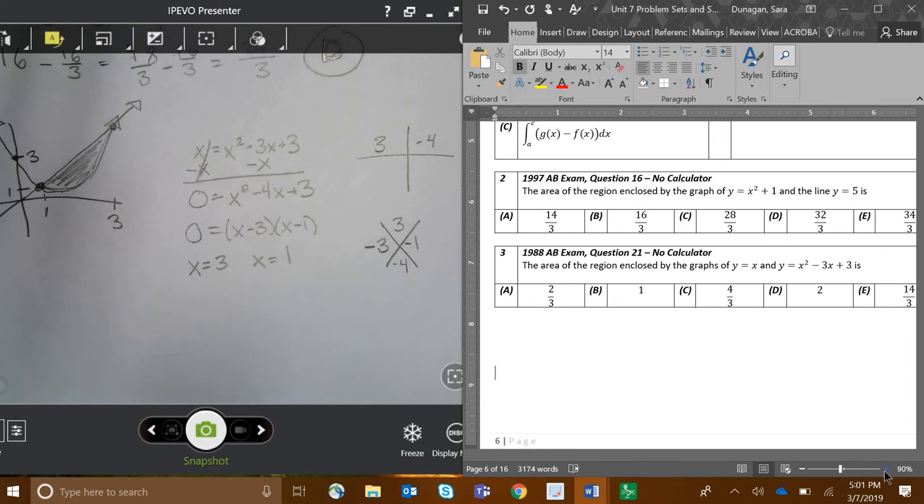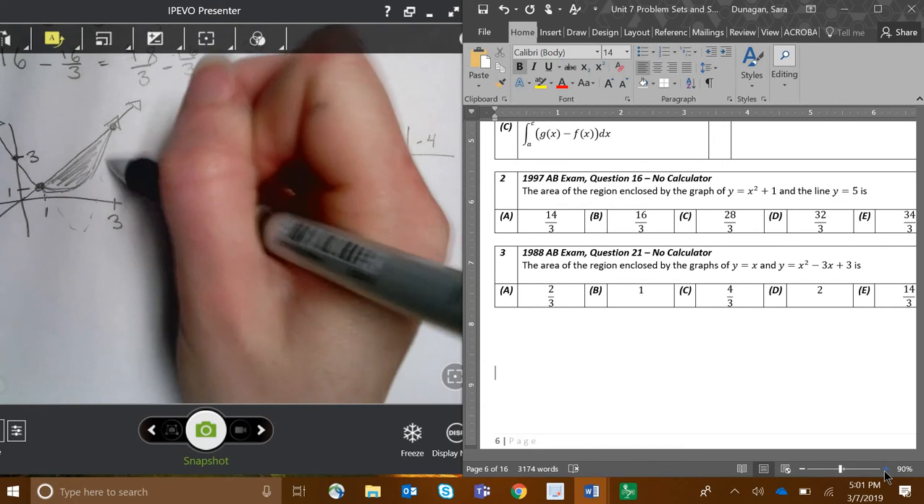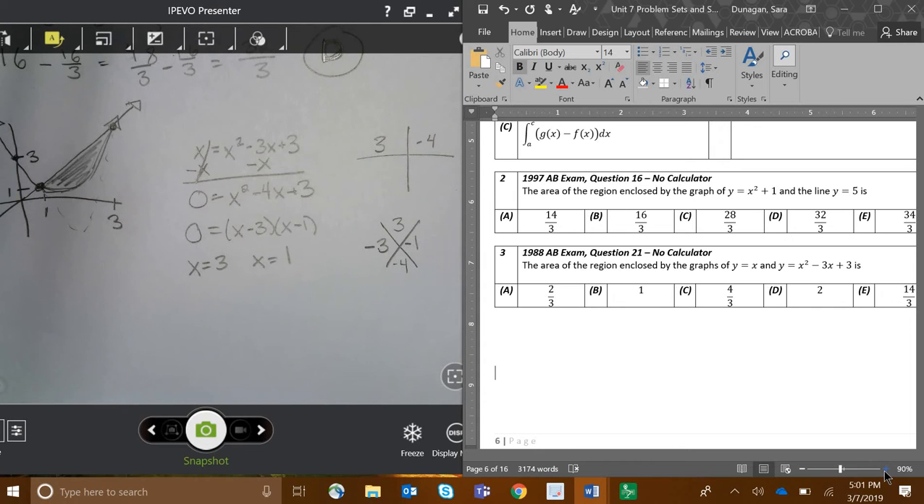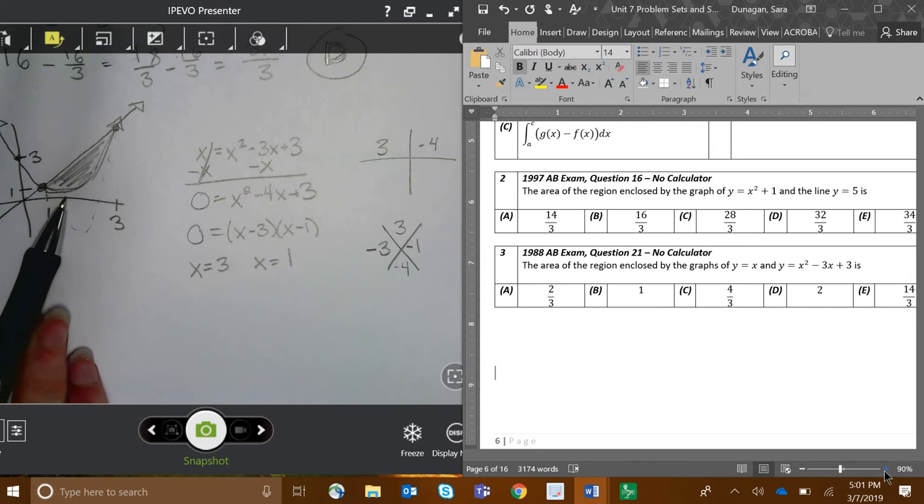There is potential that this graph goes farther down than what we've drawn, but it's still not going to change anything because this is still the top function, this is our bottom function. That is the main thing we are worried about. So try setting up your integral. It'll be like 30 seconds.